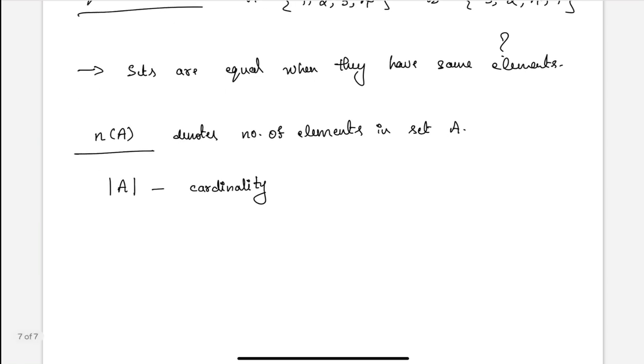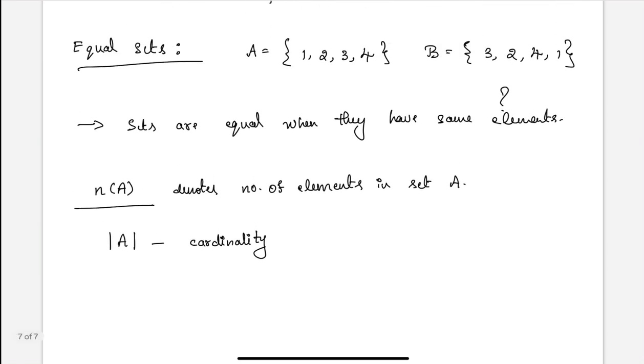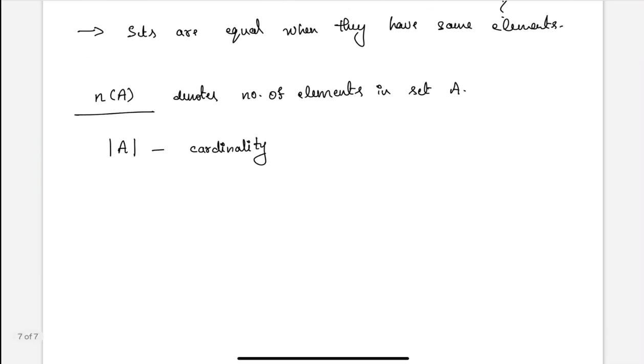Okay. Now for a finite set, suppose I say, what is the number of elements in this set A? That is 4, right? So we say n of A is 4, or else the cardinality is 4. Now what about an infinite set? How do we write the number of elements in an infinite set? Usually we do not write it explicitly, but you can say that it is infinite.